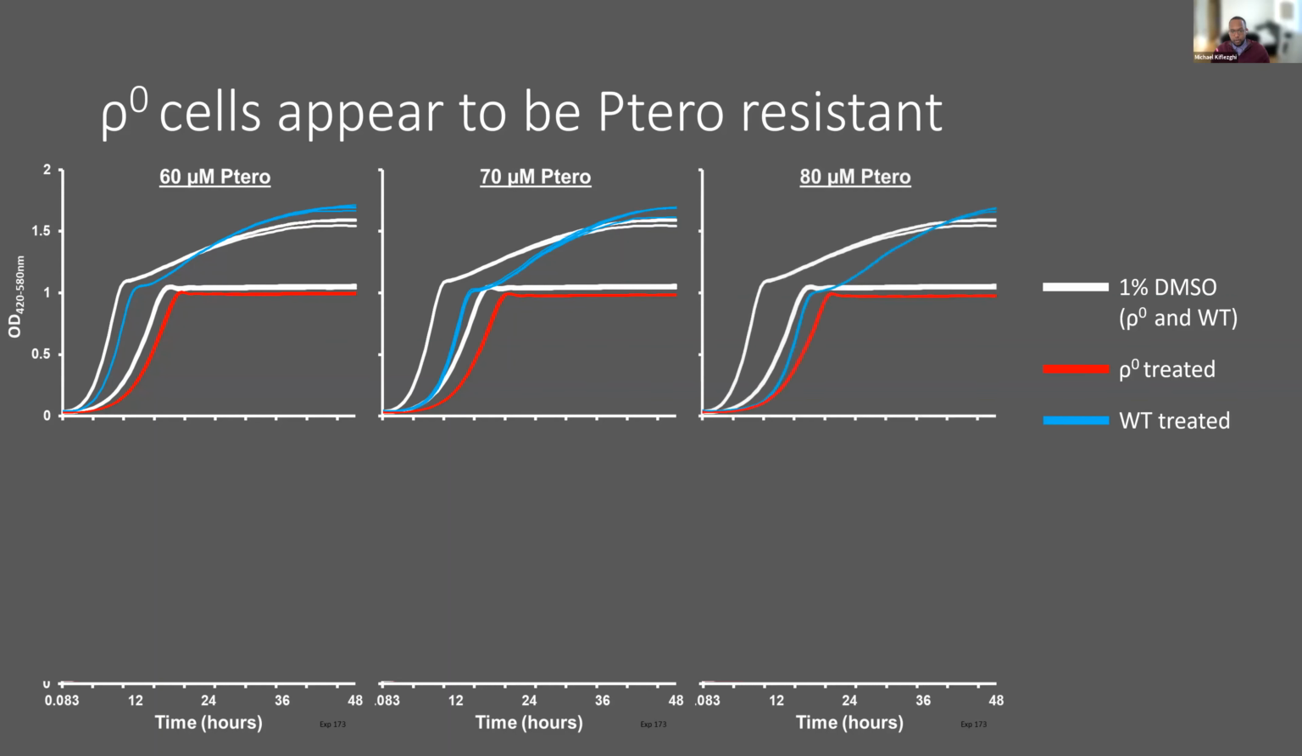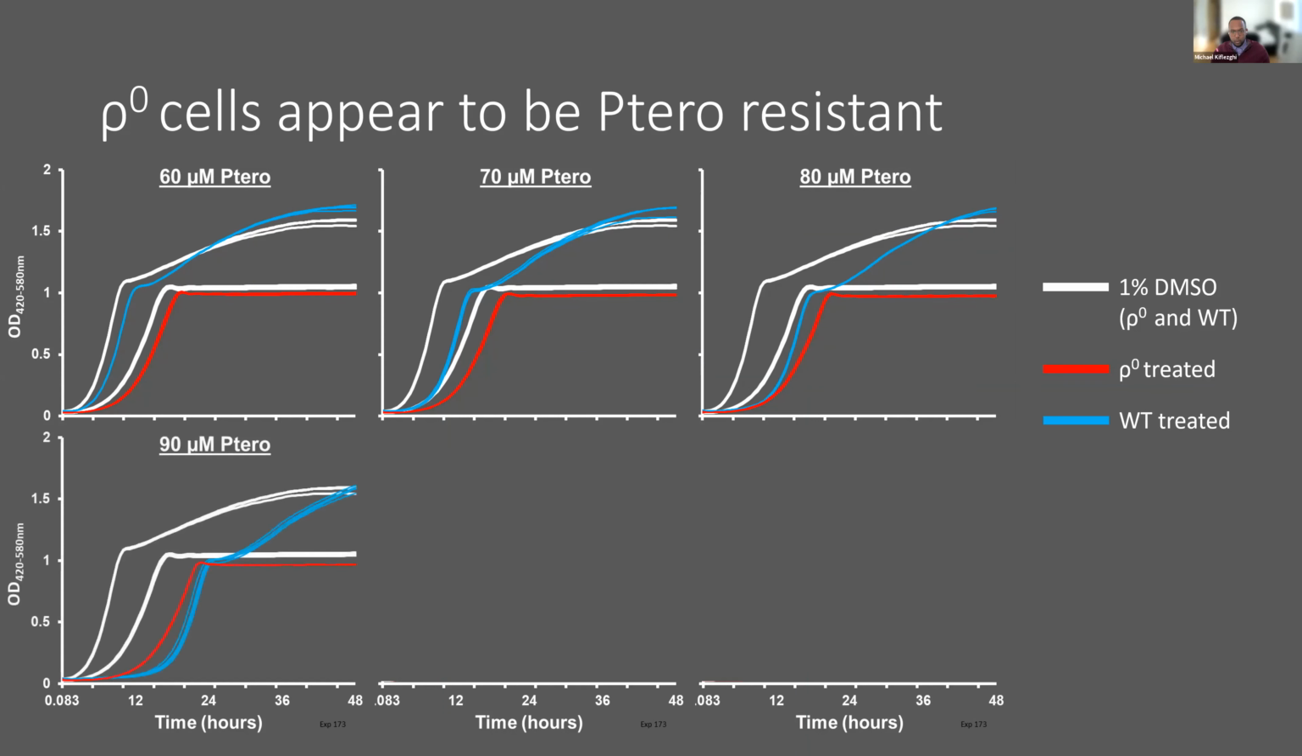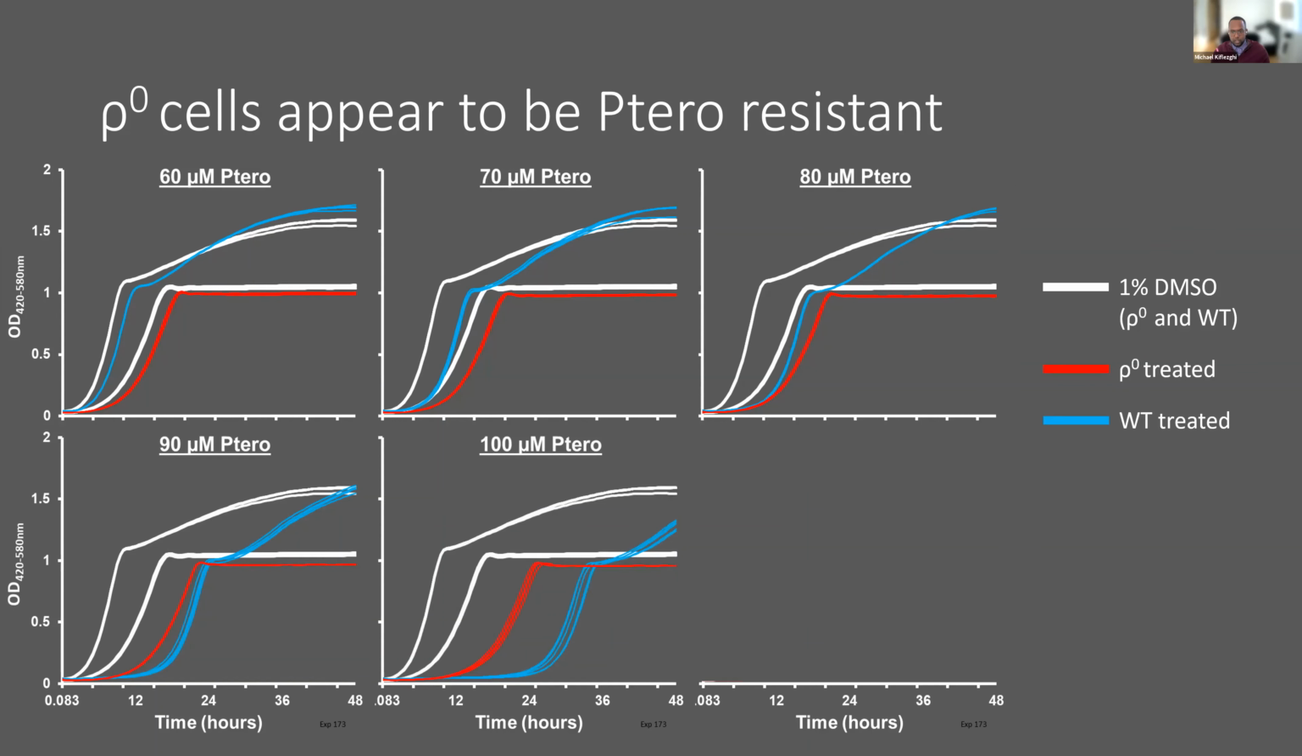At 80 micromolar, the wild-type treated cells in blue are growing slower than the rho 0 control. At 90 micromolar, the wild type treated cells in blue are growing slower than both the rho 0 control and the rho 0 treated cells. And at 100 micromolar and beyond, this trend continues with wild type cells becoming increasingly suppressed relative to rho 0 cells. Taken together, these data suggest that pterostilbene may induce mitochondrial damage or uncouple the mitochondrial membrane at higher doses.